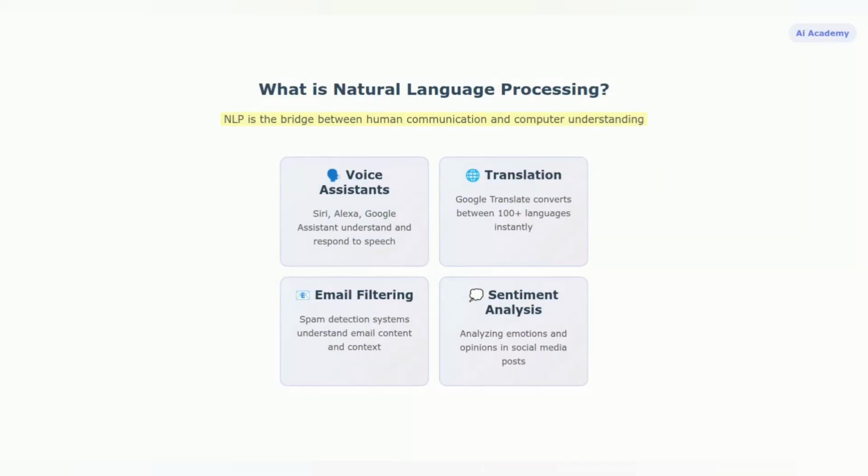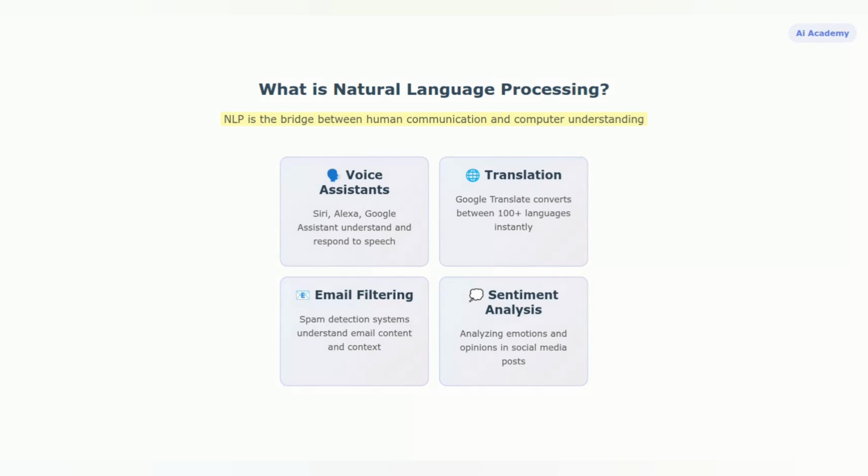So what exactly is natural language processing? Simply put, NLP is a branch of artificial intelligence that focuses on the interaction between computers and human language. It's the technology that enables machines to read, understand, and derive meaning from human languages in a smart and useful way. Think of NLP as the bridge between human communication and computer understanding.